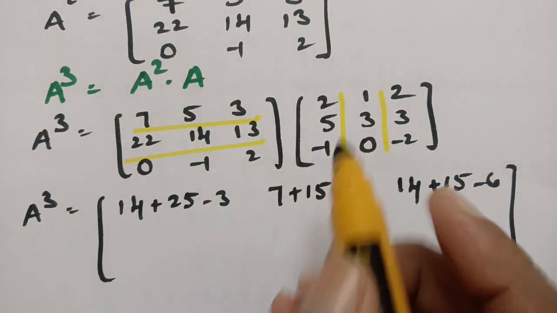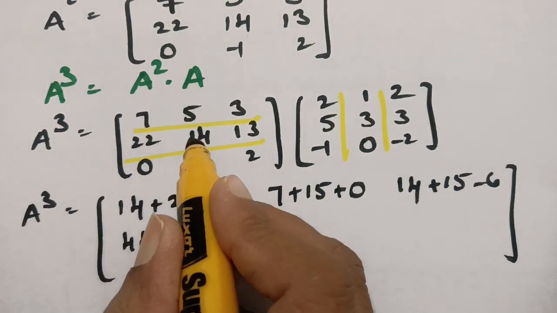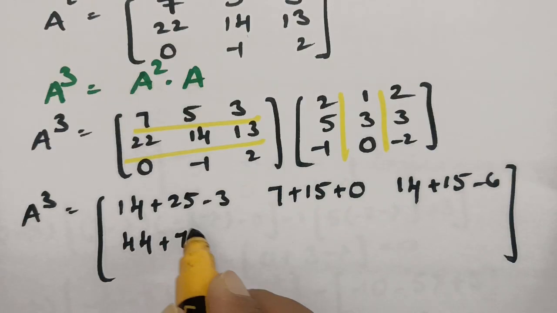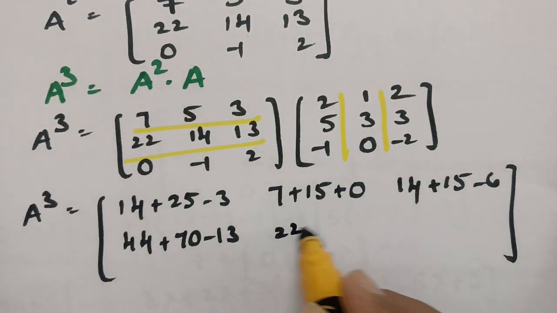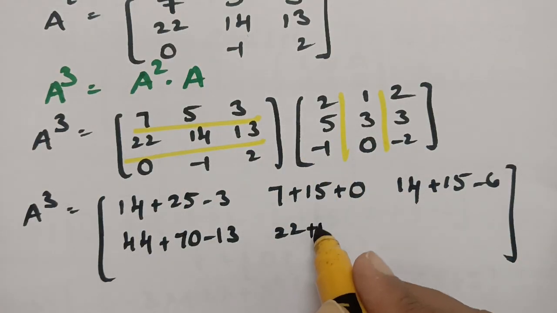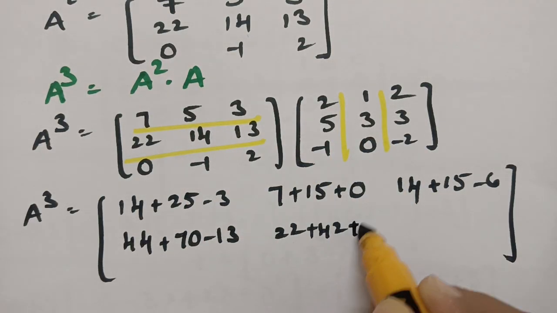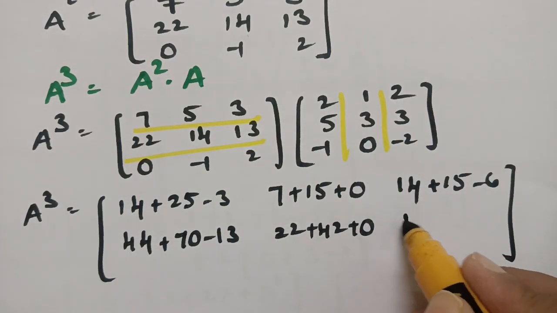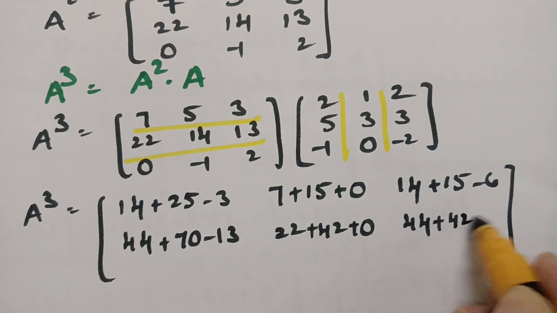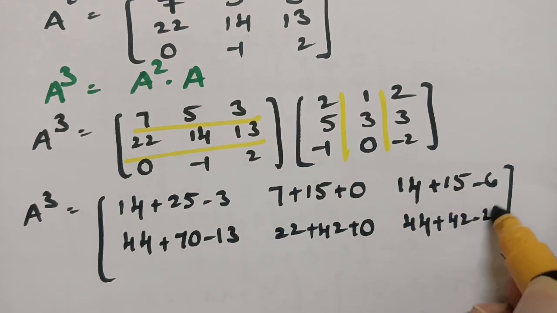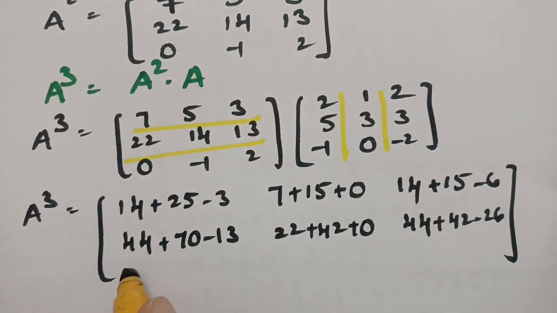Clear? 22 2s are, the value here is 44. Plus 14 5s are 70. And this is minus 13. Clear? This is 22. And this is going to become 42. And this is going to become 0. 22 twos are, this value is 44, and this is going to become again 42, and this is going to become minus 26. 0 into 2 is 0.